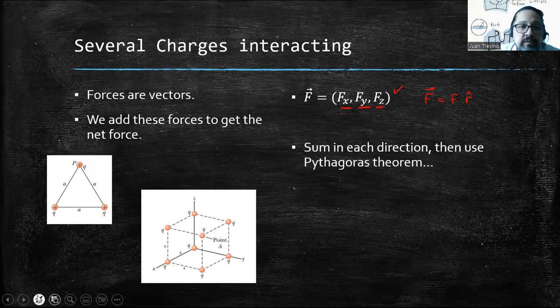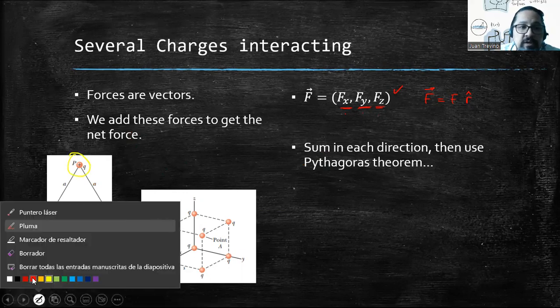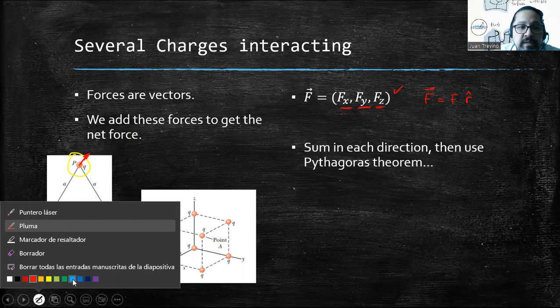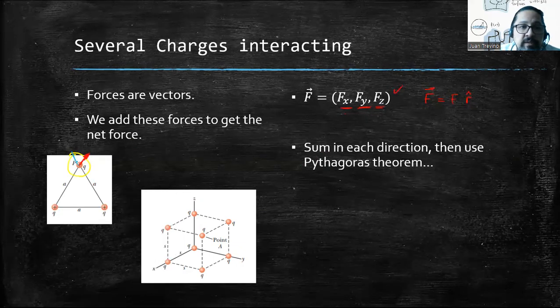So for example, if we wish to calculate the force on this charge up here, we would have to calculate the force between this charge and each one of the other two charges. In this case, forces are repulsive, so we will have one force pointing in this direction, the other force, let me use another color, pointing in this other direction, and we would have to break down these forces into x component and y component before we add them together.